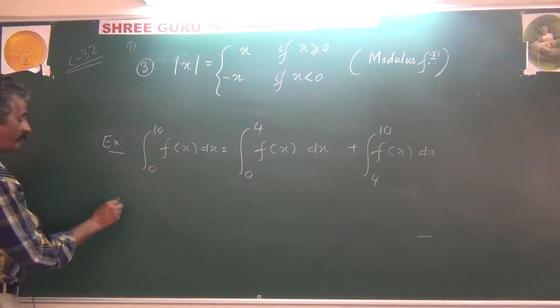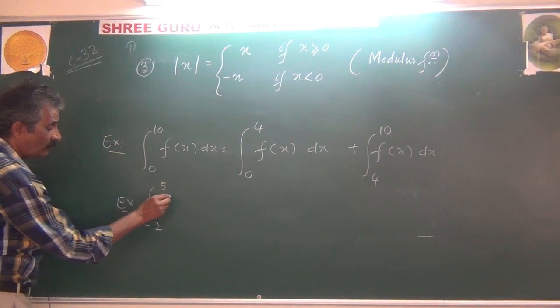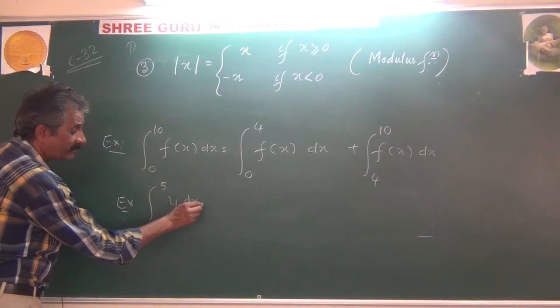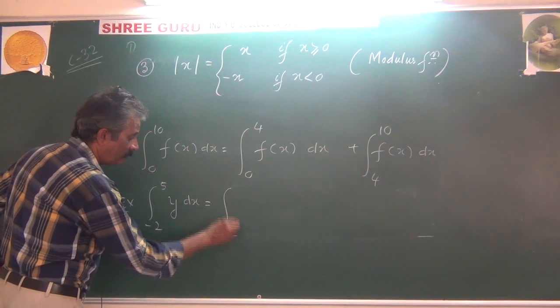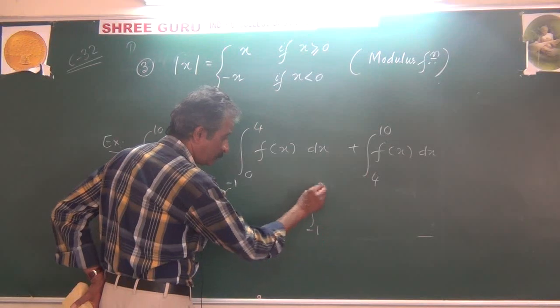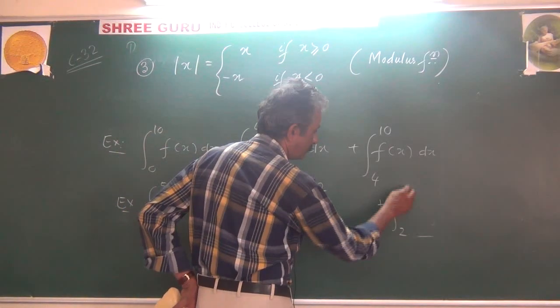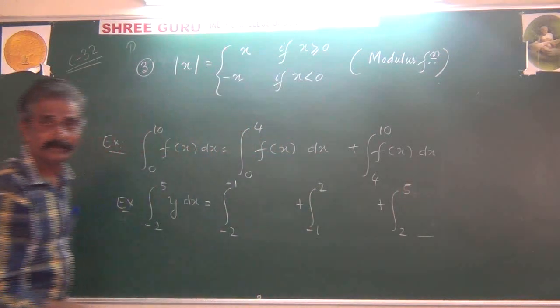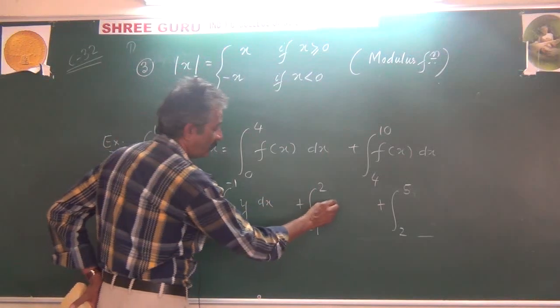Similarly, we write another example. Integration minus 2 to 5 y dx can be split. We can split into 4 integrals, 5 integrals, 6, 7, 8, depending on requirement. One integral minus 2 to minus 1, another integral minus 1 to plus 2, another integral 2 to 5. y dx, y dx, y dx.